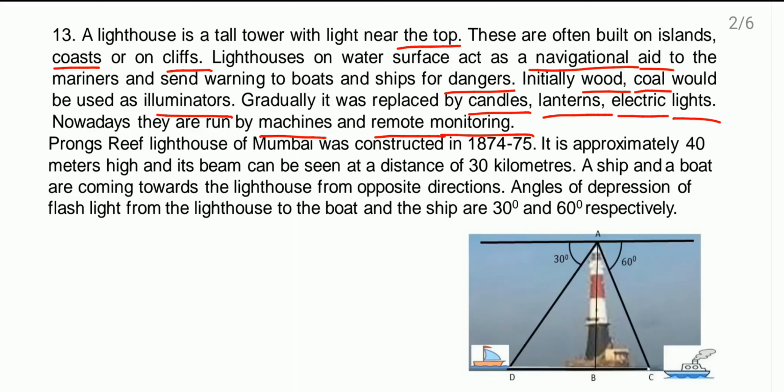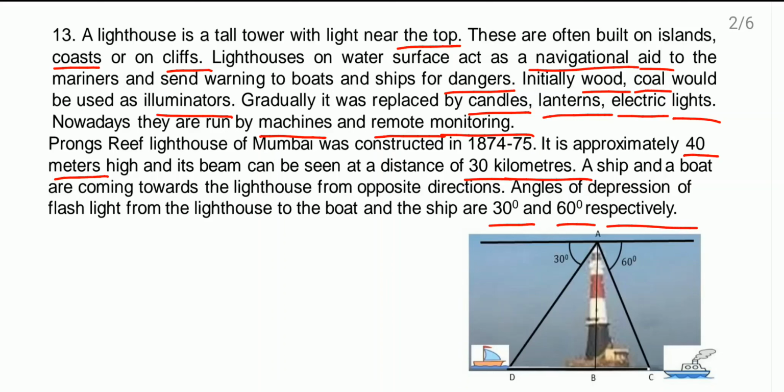Bronx Reef Lighthouse of Mumbai was constructed in 1874 to 75. It is approximately 40 meters high and its beam can be seen at a distance of 30 kilometers. A ship and a boat are coming towards the lighthouse from opposite directions. The angles of depression of the flashlight from the lighthouse to the boat and the ship are 30 degrees and 60 degrees respectively. Just look at the picture here.